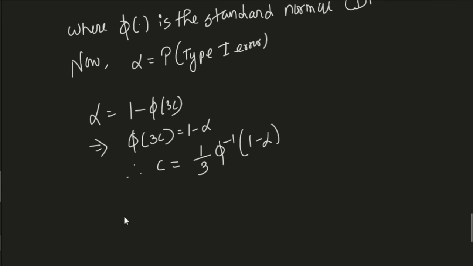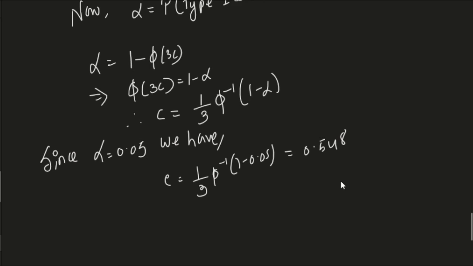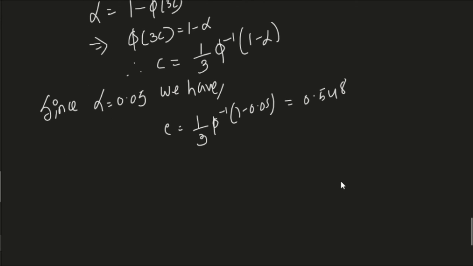Now when we let alpha equal 0.05, we have c equals 1 by 3 phi inverse of 1 minus 0.05, and if you calculate this, what you get after dividing by 3 is 0.548, which is the threshold. So our test is complete. Now let's go to part C.